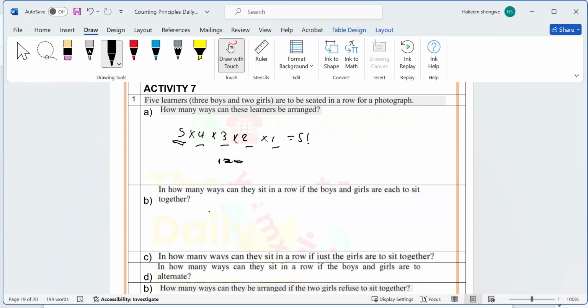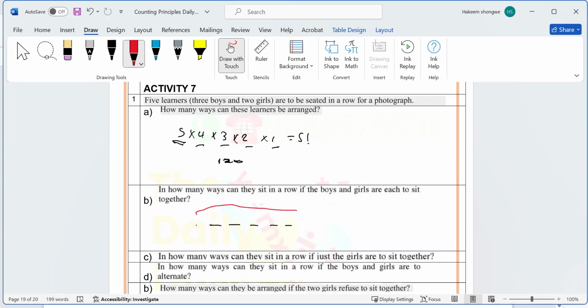Okay, number 2, part B says, in how many ways can they sit in a row if the boys and girls are each to sit together? Now this one is kind of hard. So here we're going to do the pairing. We're going to draw two boxes, one big which occupies 3 spaces and one small which occupies 2 spaces.